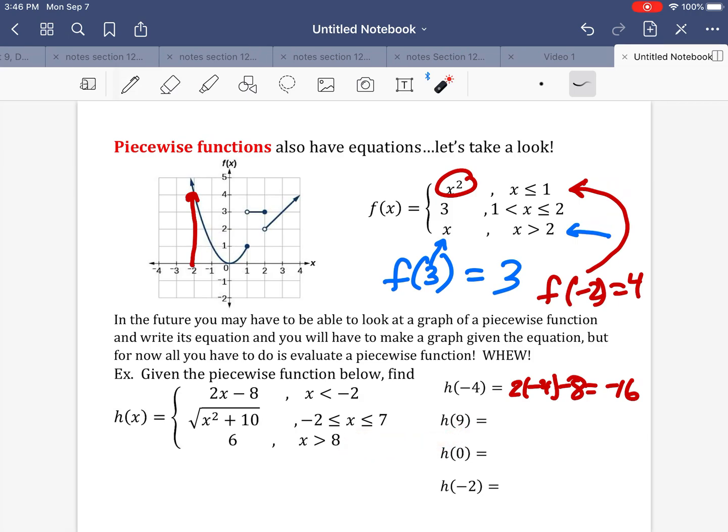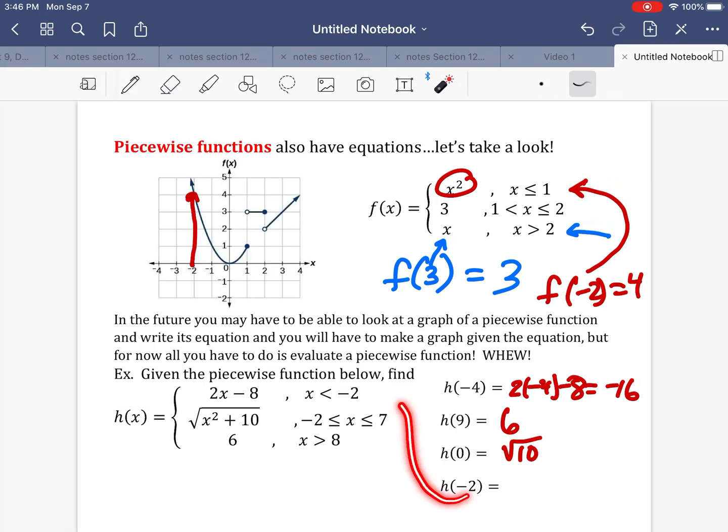All right, h of 9. So let me see, 9 falls into that category. It's greater than 8. So I'm just going to use this number right there. There's nothing to do. The answer is just 6. All right, h of 0. So 0, let's see, falls into this category right here. So that means I'm supposed to plug 0 into this problem right there. So if you put 0 in there, 0 squared is 0, and 0 plus 10 is 10. So I get the square root of 10.